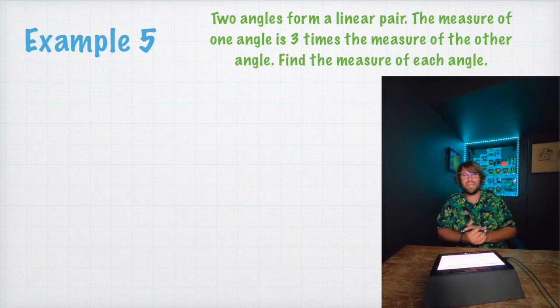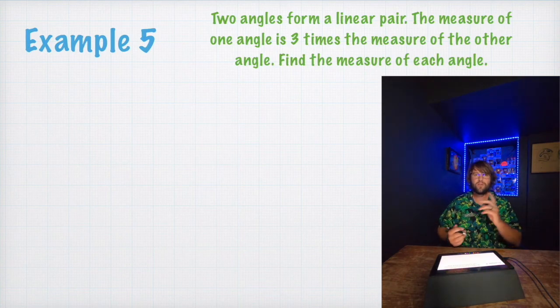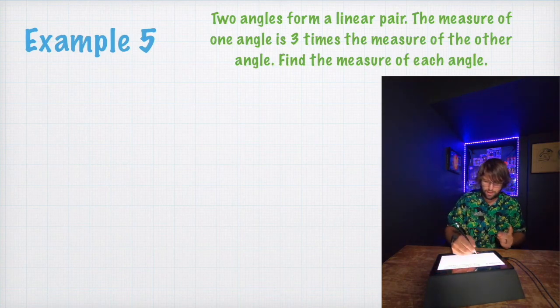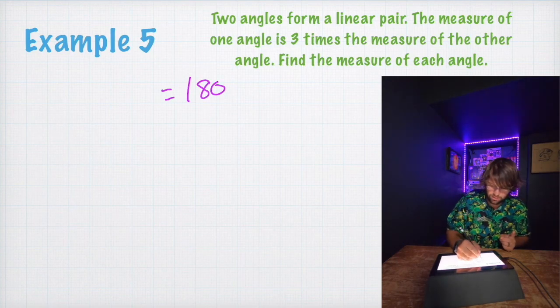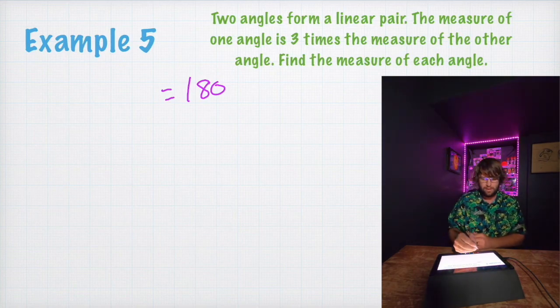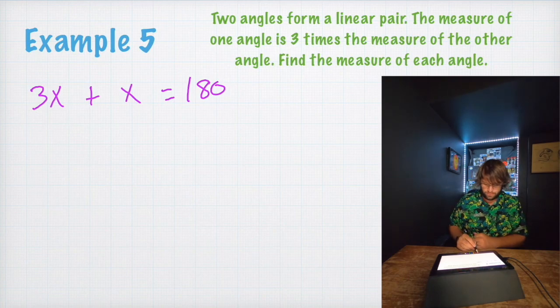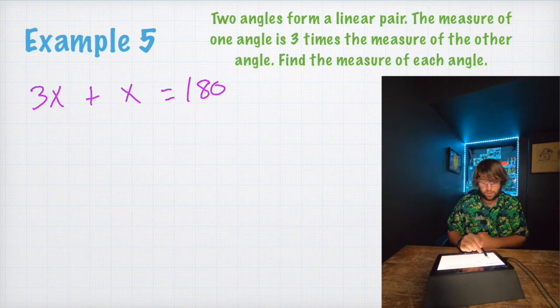Okay, guys, last example and then we're done. Two angles form a linear pair. The measure of one angle is 3 times the measure of the other angle. Find the measure of each angle. So the first thing we know is it forms a linear pair. So these two angles are going to have to add up to equal 180 degrees. The second thing we know, and this is a little bit of algebra for you, is that one angle is 3 times the value of the other angle. So this is saying one angle plus the other angle has to equal 180 degrees. Well, we know that one of the angles is 3 times the value of the other.